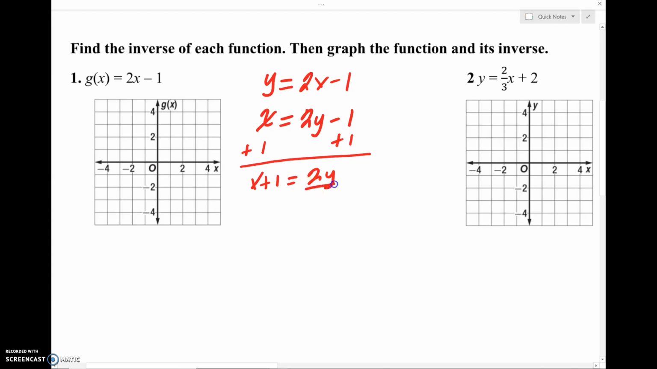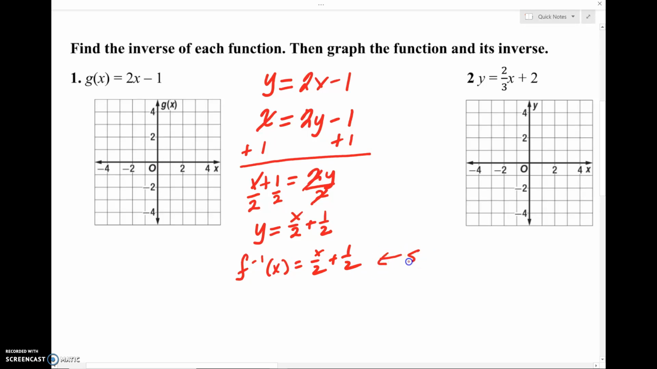The next step is to divide by 2. And we notice that 2 divided by 2 is 1, so we're left with y is equal to x over 2 plus 1/2. This is considered to be the inverse. And this is also written in slope-intercept form. We notice that the slope is equal to 1 over 2, and the y-intercept is 1/2.